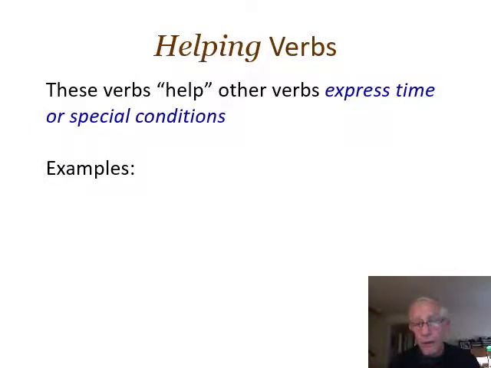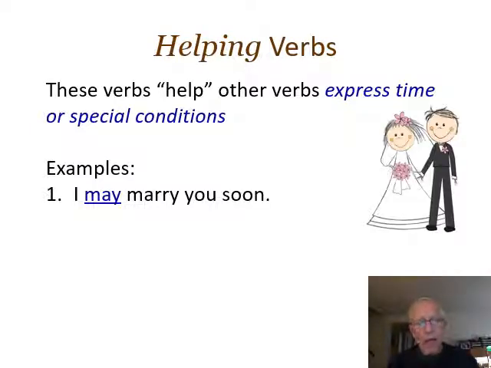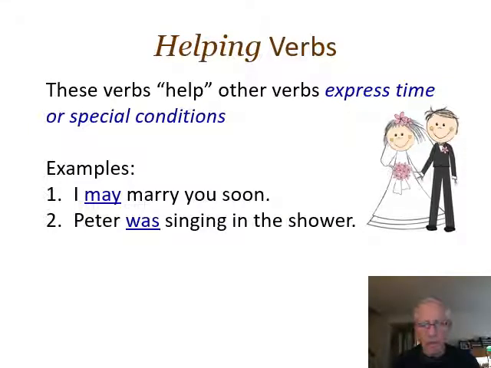Helping verbs are actually pretty important because they help action verbs express time or special conditions. A lot of people don't know about those special conditions. Let's say, for example, I have a sentence. Somebody says, I may marry you soon. I know that's not a firm commitment, but it is a special condition. Apparently the person, whether it's he or she, has got to think about the whole matter first. I may marry you soon. That's a helping verb. Marry is the verb, and this helps get the correct idea across about that verb.